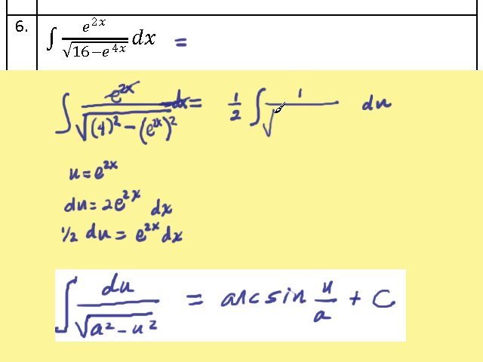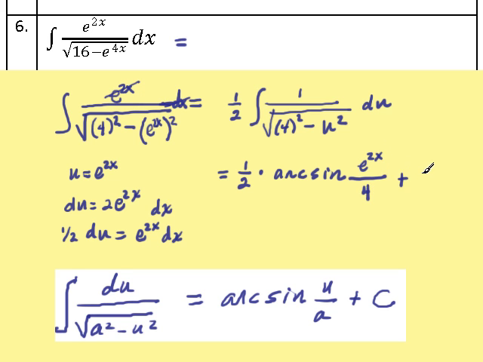And here we have the square root of 4 squared minus e to the 2x, that's u, squared. So now we have something exactly of this form. All right, so let's integrate according to this form. So we have, let's just have that 1/2 in front, and then we have arcsine of u, which in our case is e to the 2x, over a, which is 4, plus c.